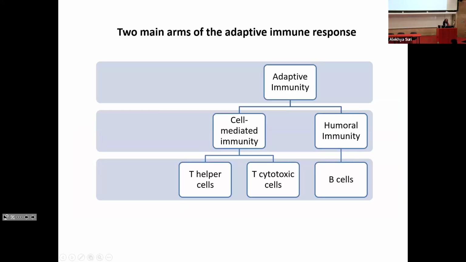So when I say activation of the adaptive cell, what do I mean? Adaptive immunity is made up of two compartments. You have the humoral immunity and the cell-mediated immunity. Cell-mediated immunity, as the name suggests, consists of cell types that are the effector molecules, like T helper cells and T cytotoxic cells. And humoral immunity mainly consists of B cells and the antibodies that the B cells make. Okay.